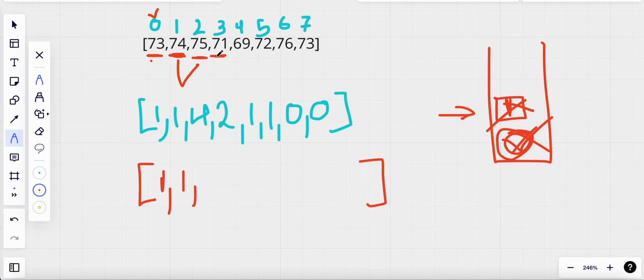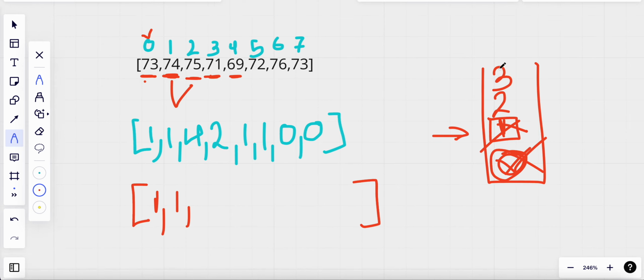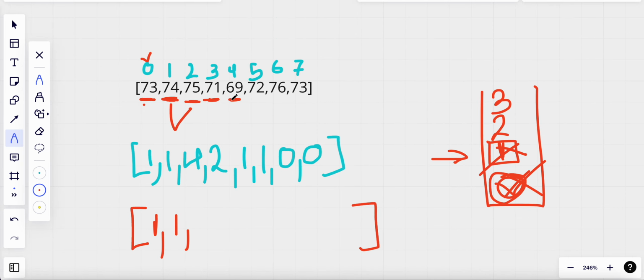Now next we move on to 71. Okay, before that we push the value 2, and then we move on to the next index, which is 3, and 71 is not greater than 75. So we move to the next index, which is index 4, 69. Before that we are again pushing to the stack. So what we see is 69 at index 4, which is again not greater than the value at index 3, which is 74. So we push to our stack the index 4.